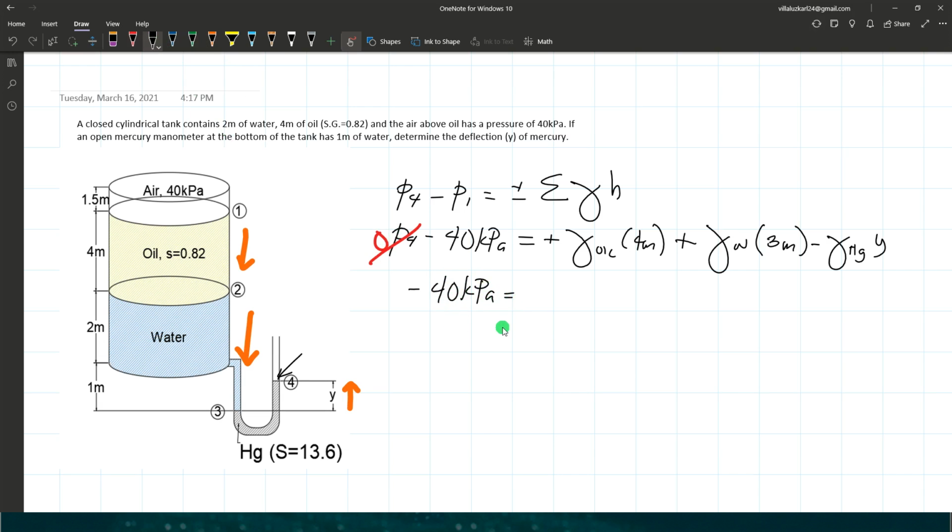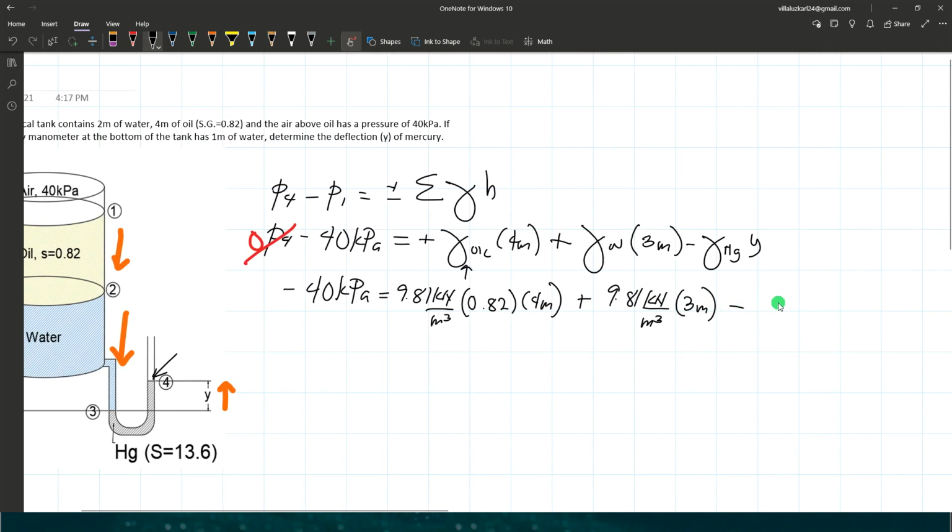Okay, negative 40 kilopascal equals the unit weight of oil, 9.81 kilonewtons per cubic meter, that's the unit weight of water, multiplied by the specific gravity of oil, which is 0.82, in order to have the unit weight of oil, times 4 meters, plus 9.81 kilonewtons per cubic meter times 3 meters, minus 9.81 kilonewtons per cubic meter times 13.6 specific gravity times y.